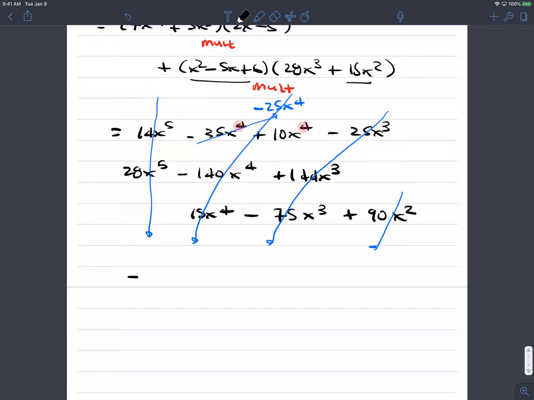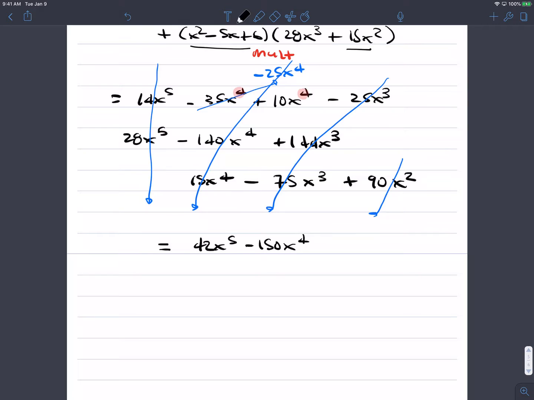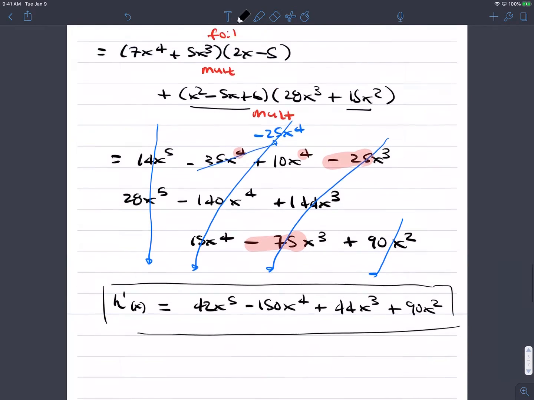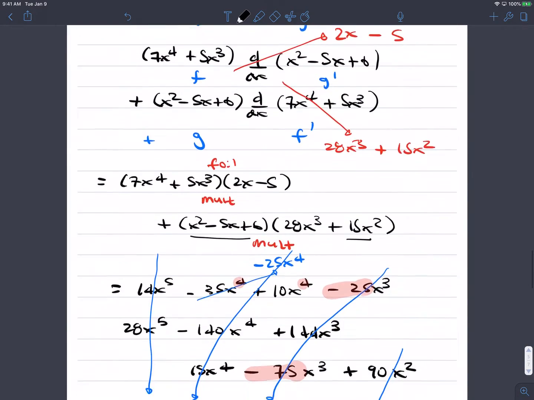So here we go. This will equal, and we'll give our final answer here. 28 plus 14 is 42x to the fifth power, minus 25 minus 140 is minus 165, plus 15, that's minus 150x to the fourth. And then you've got 144 and a minus 75 and minus 25. Minus 25 and minus 75 will give us minus 100. So 144 minus 100, that's going to be plus 44x cubed, finally 90x squared. Now this is h prime of x. So double check the arithmetic, but this should be okay. And this is number 11 here. So this is how we go through this derivative.